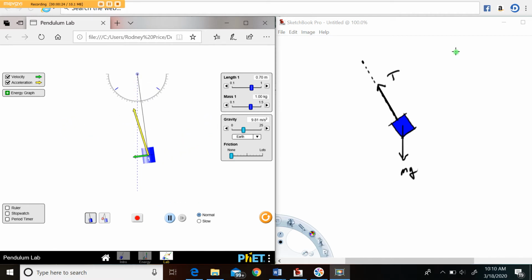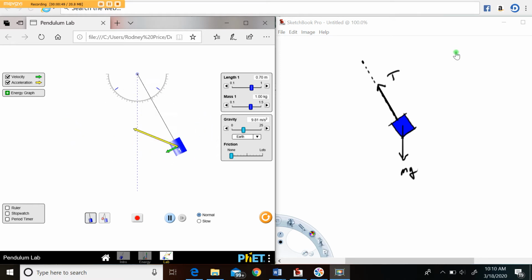This green vector here represents the velocity vector at any given time. You'll notice that at the bottom the green vector is the largest it's going to be, and it's 0 at the endpoints because the thing's not moving. Now also notice that that green vector is changing in magnitude, therefore you have a tangential acceleration, but it's also changing in direction, which means you also have a centripetal acceleration.